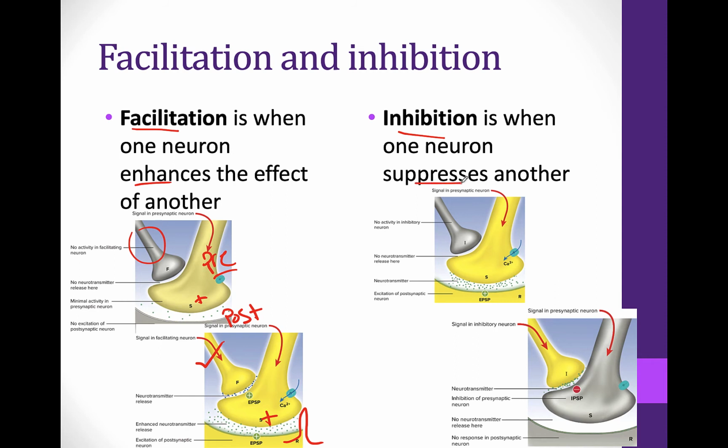Inhibition is when it suppresses it. So in this situation, normally our presynaptic neuron would excite the postsynaptic neuron when the inhibitory is off. But if I turn on the inhibitor, that's going to turn off the presynaptic neuron, and it's going to eventually cause this to not have an action potential. So by turning on the inhibitor, we were able to turn off the postsynaptic cell.